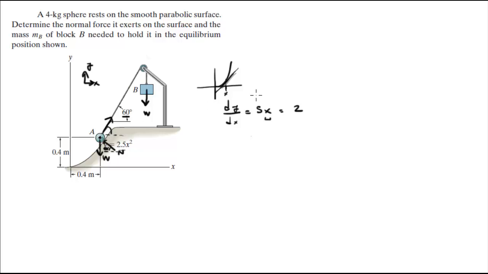So 2 is the slope at which the sphere intersects this slope. That means that if it's 2, this is 2, and this is 1, and this is an angle I'm going to call beta. That will be the slope. However, that's not the angle that we're looking for. That's this angle right here, theta. So let's find beta first by doing the tangent inverse of 2 over 1, which comes out to be 63.3, just about.